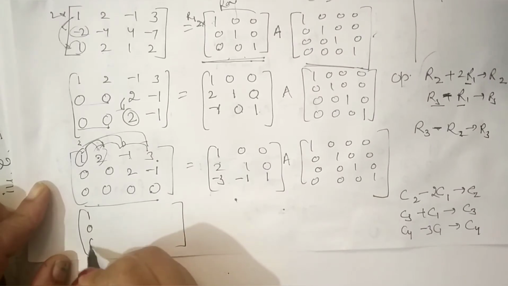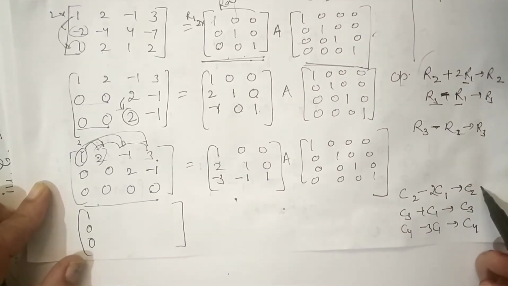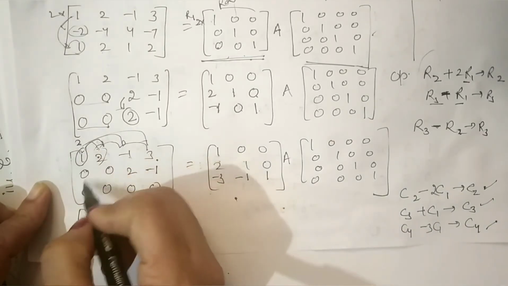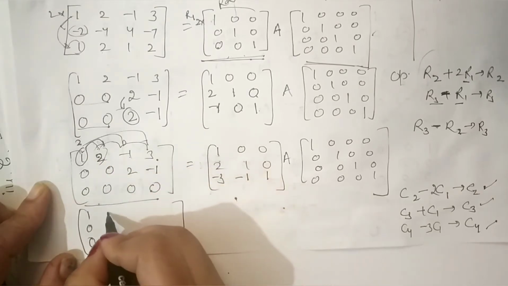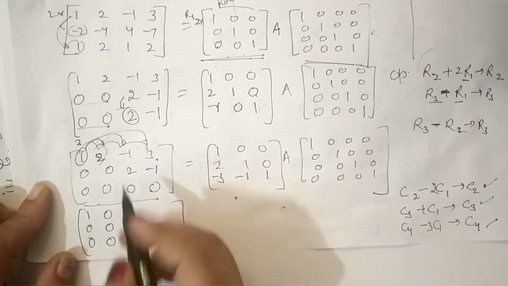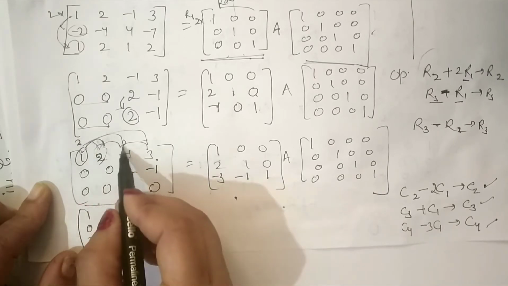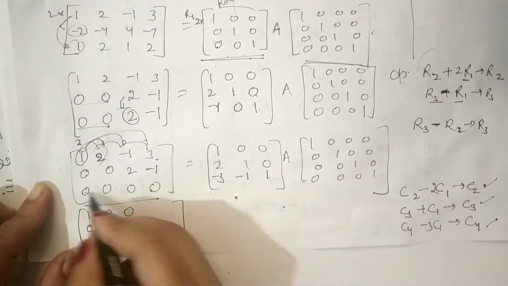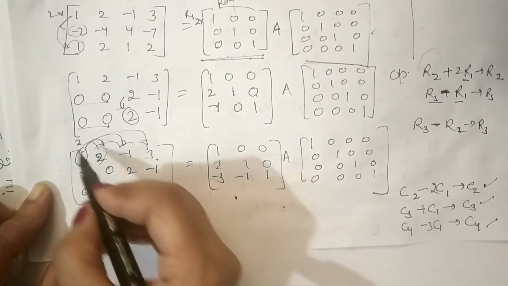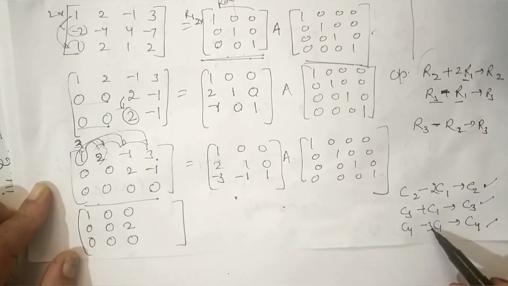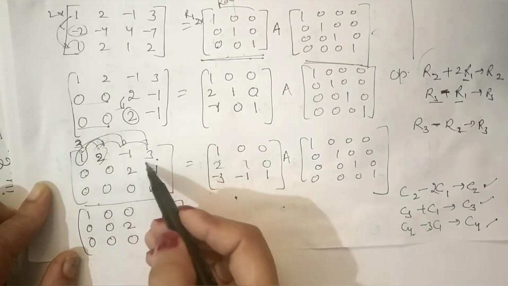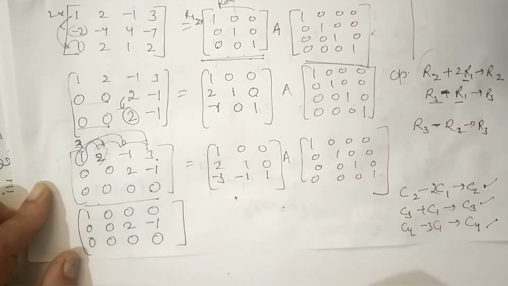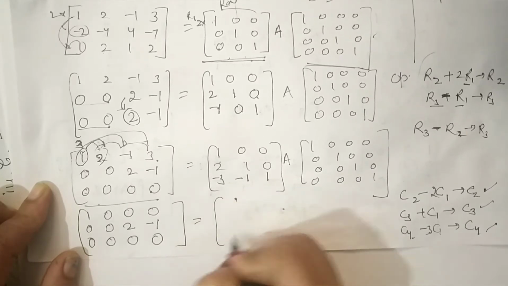Now 1, 0, 0. The first column is the same, because we are performing the operation on column 2, column 3 and column 4. So we have multiplied it with 2 and subtracted from the second column, so 2 minus 2 will be 0, 0 minus 0, 0 minus 0. Here also, when we add these two to make this element 0, 1 plus minus 1 is 0, 0 plus 2 is 2, 0 plus 0 is 0. And for the third we have multiplied the first column by 3 and subtracted from the fourth column. So 3 minus 3 is 0, minus 1 minus 0 is minus 1, 0 minus 0 is 0.